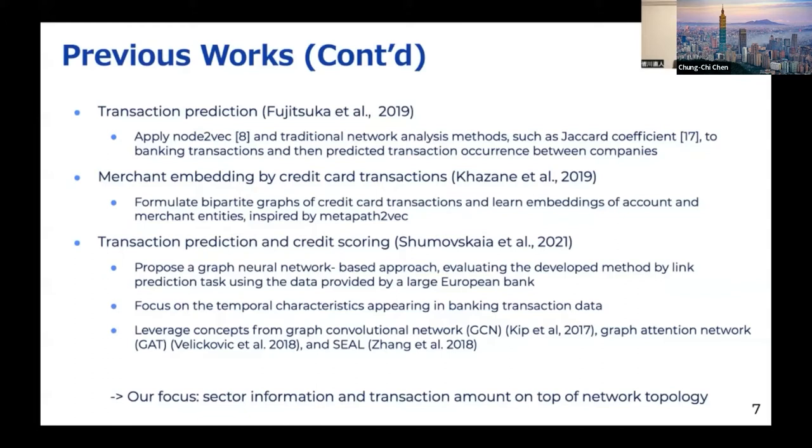They leverage concepts from the graph neural nets like GCN, GAT, and SAGE, and then they focus on temporal characteristics appearing in the banking transaction data. So in this research, our focus is the use of sector information and transaction amount on top of network topology.